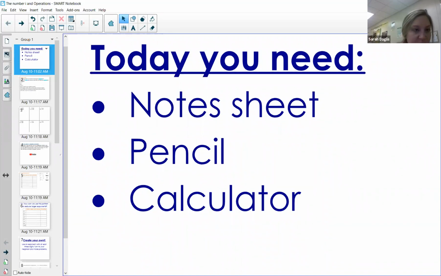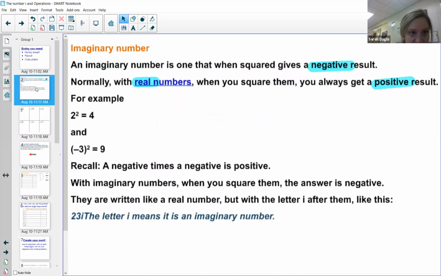All right, an imaginary number is what we're starting off with. You are like, what the heck is an imaginary number? Well, it is a number.